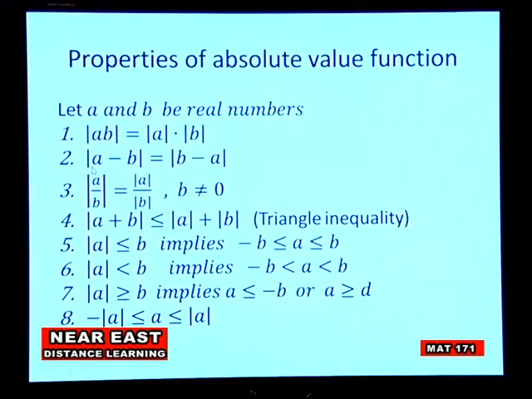Property 2: the absolute value of a minus b is equal to the absolute value of b minus a. The order doesn't matter, provided they are in the absolute value, because the absolute value of 2 minus 3 will give you 1, since 2 minus 3 is minus 1, and the absolute value of minus 1 is 1. It's the same thing as reversing the numbers: 3 minus 2 will be 1. So the absolute value of a minus b is the same thing as the absolute value of b minus a.